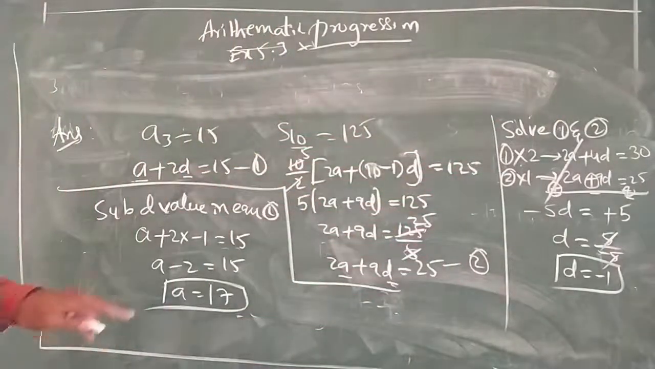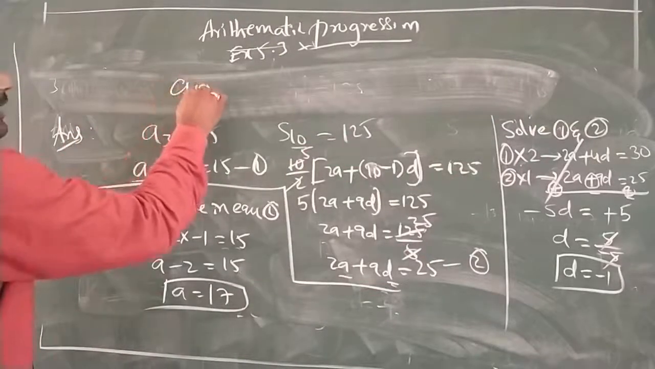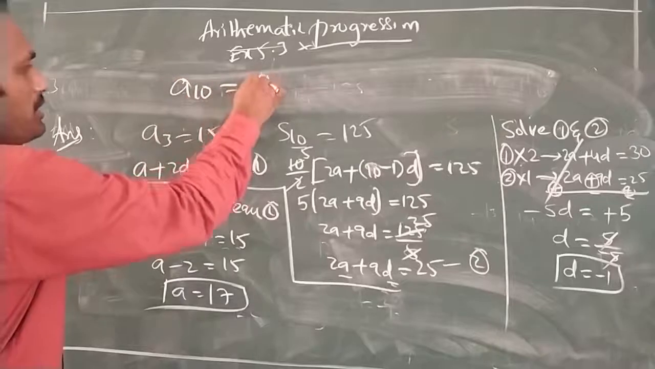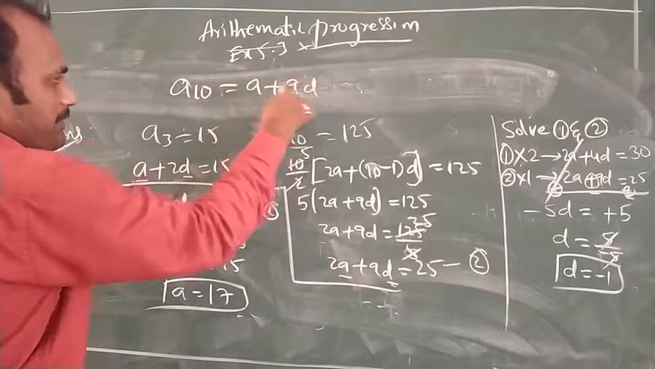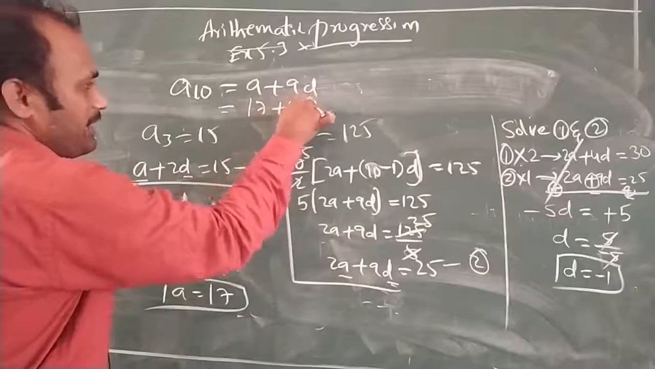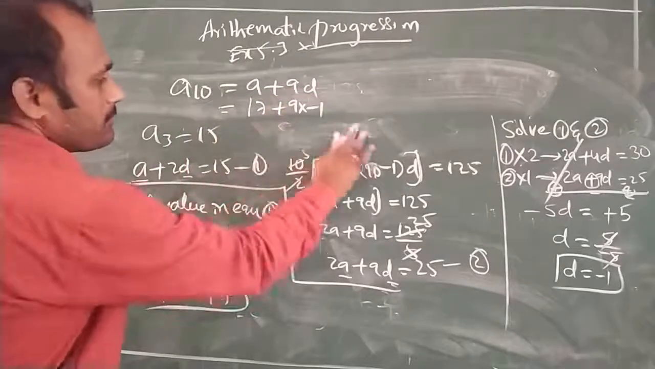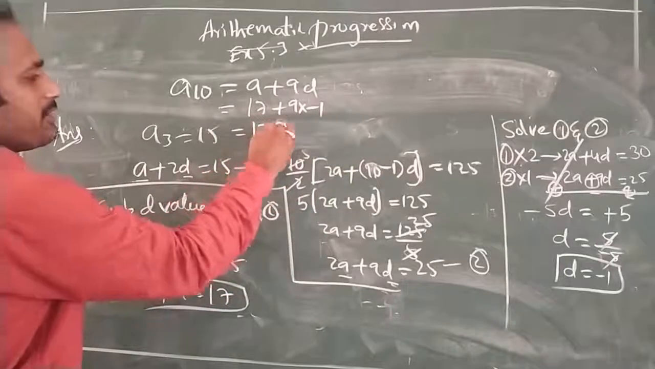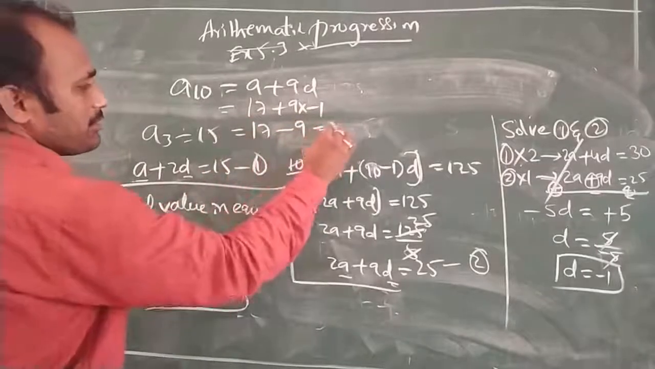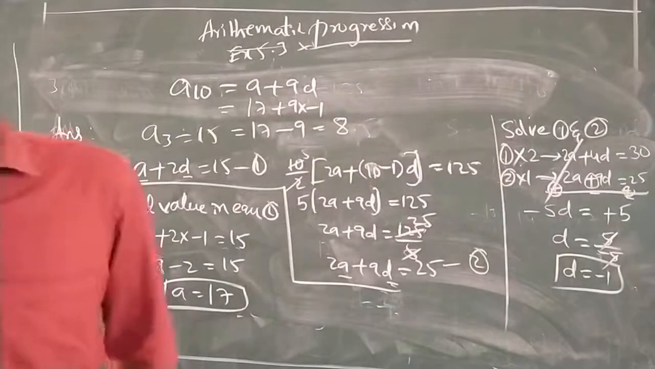Now he is asking for the common difference. The common difference we have already found. Next he is asking for A10. The A10 value is asked, so it can be written as A plus 9D. That is equal to, the A value is how much here? 17 plus 9 into minus 1. So that is 17 minus 9, 8. The A10 value is 8. So this is the way of solving the questions of the third exercise.